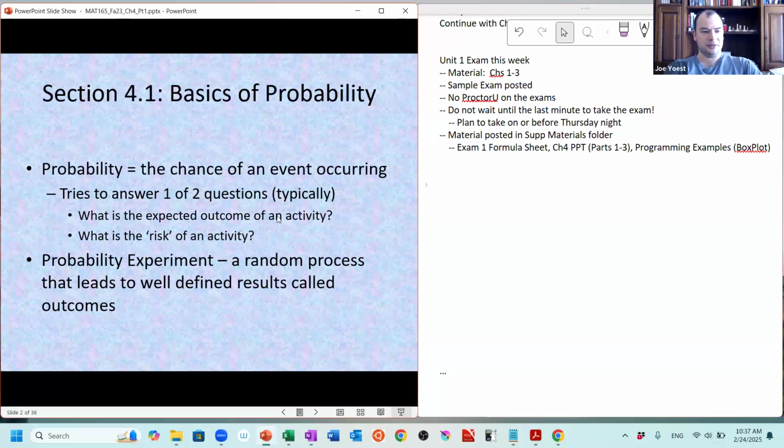Okay, so often in probability, we're interested in answering one of two questions. What's the expected outcome of an activity? What's kind of the average outcome? Or what's the risk, or what's the variability of an activity?